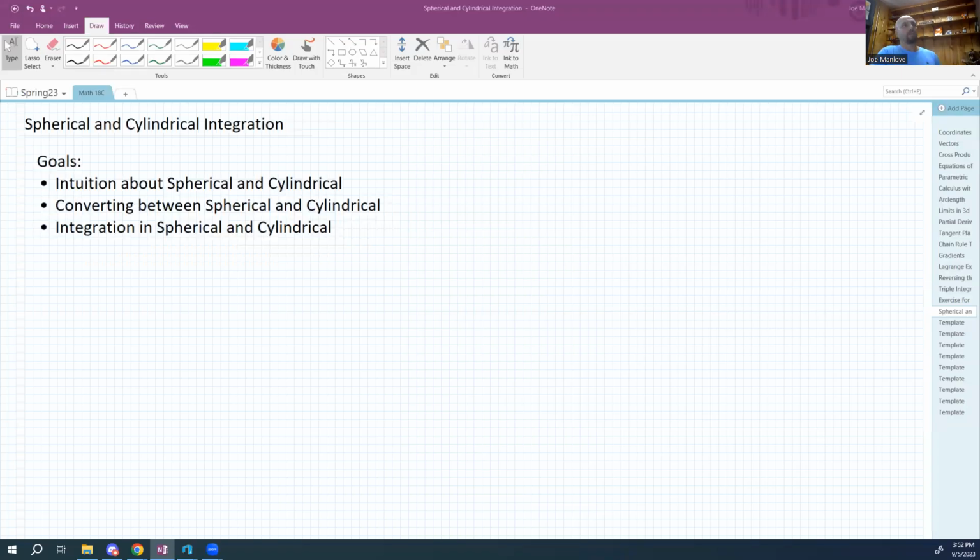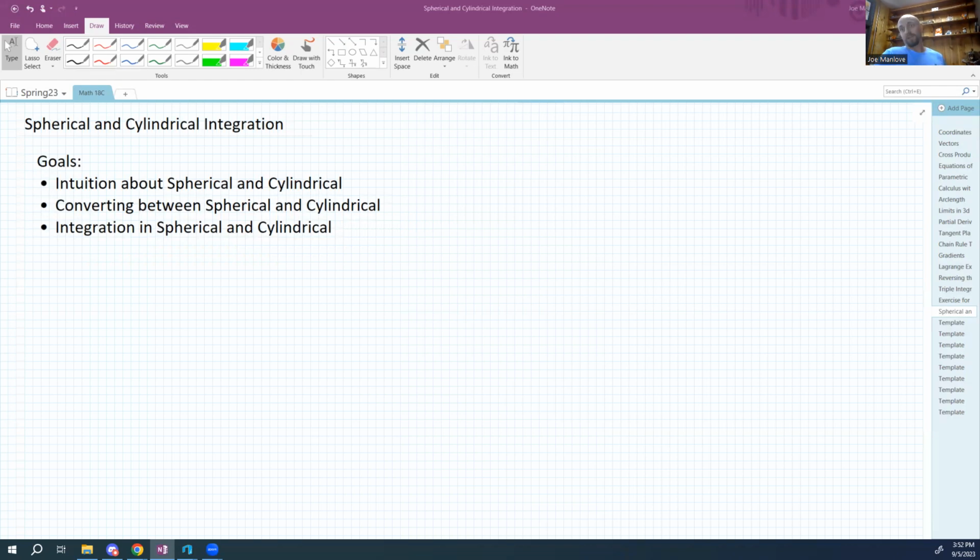Hey guys, today we're talking about spherical and cylindrical integration. And in order to do that, we're going to establish three things. First thing's going to be intuition about how these systems work. Second thing's going to be converting back and forth between them. And third thing's going to be getting our volume forms.